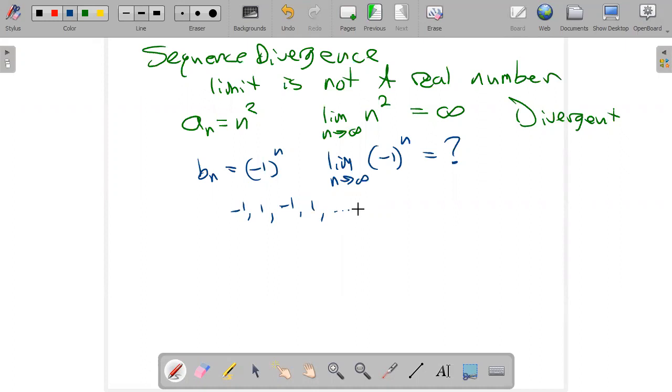Does this ever settle down to a real number? The answer is no. It bounces back and forth between two real numbers forever and ever. There is no specific number for this limit. It is divergent. Why? Because it doesn't converge to a real number. Sequences in analysis and calculus are limits.